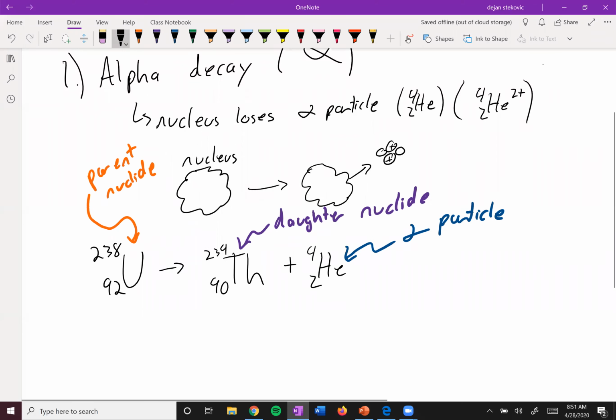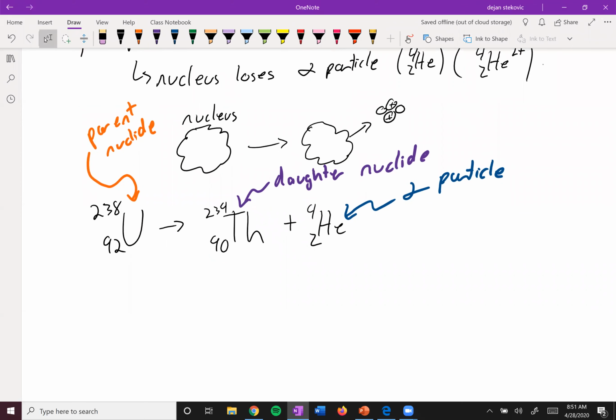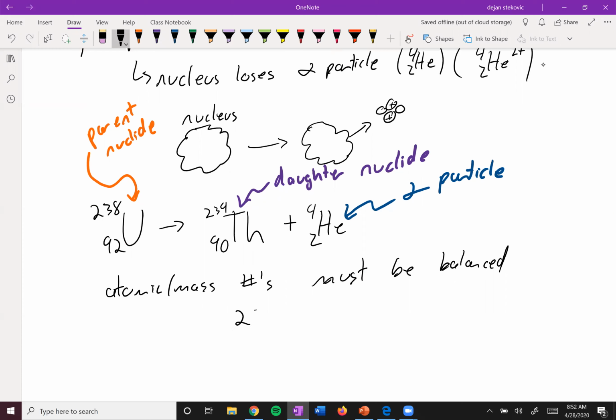So just some things to note on these nuclear equations is that your atomic and mass numbers must be balanced. So you can look at the mass number first. Right, on the left, we have 238. And on the right, we have 234 plus 4. That's 238. And then the atomic number, we have 92 on the left side. And then we have 90 plus 2 on the right side. So it all adds up.